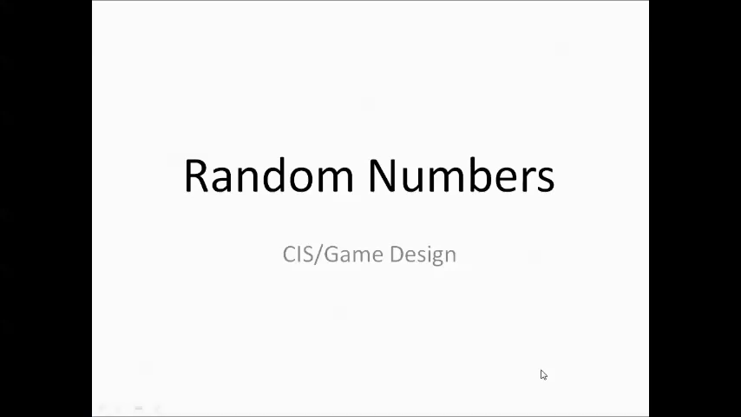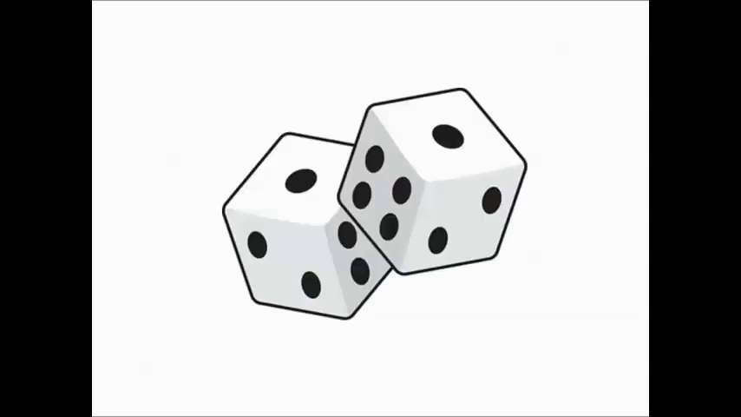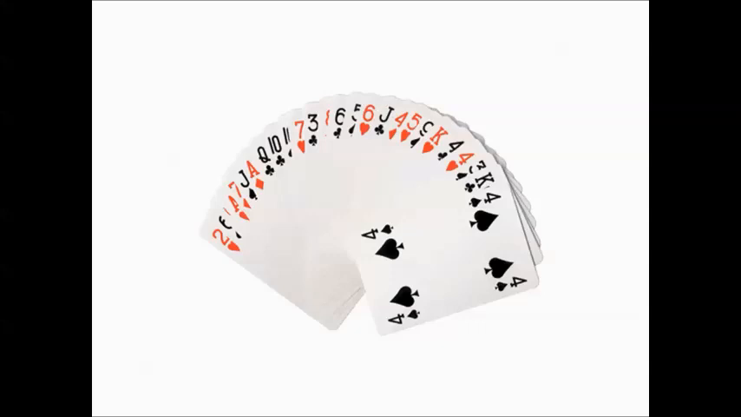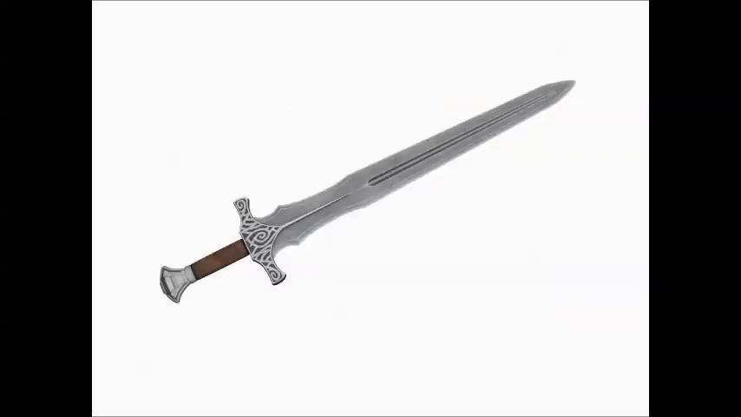In this video, we're going to look at generating random numbers. Random numbers are something we use all the time in video games. They make video games unpredictable and therefore more fun to play. We use them for things like generating what numbers come up when we roll dice, or which card out of a deck of 52 we pull, or how much damage is done to an enemy when we swing a sword.